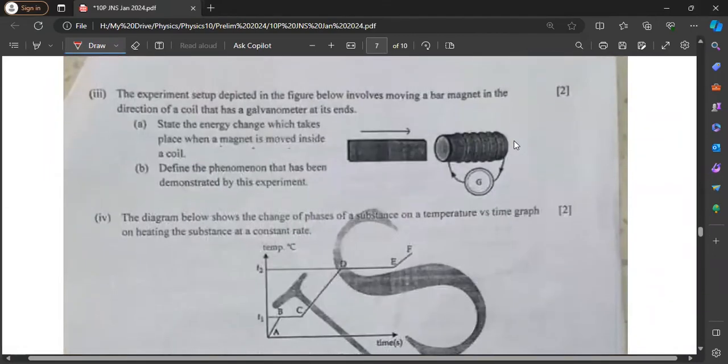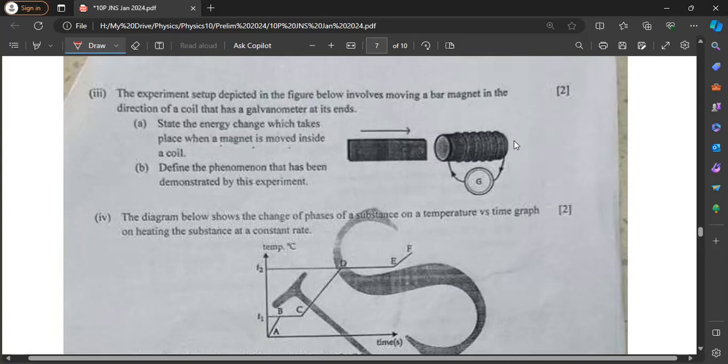Okay. The experimental setup depicted in the figure below involves moving a bar magnet toward a coil that has a galvanometer at the end. State the energy change which takes place when the magnet is moved inside the coil. So when the magnet is moving, that is mechanical energy, and it is getting converted to electrical energy, where the galvanometer is moving. Define the phenomenon that has been demonstrated in the experiment.